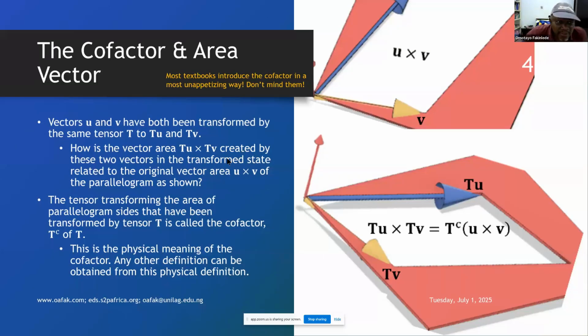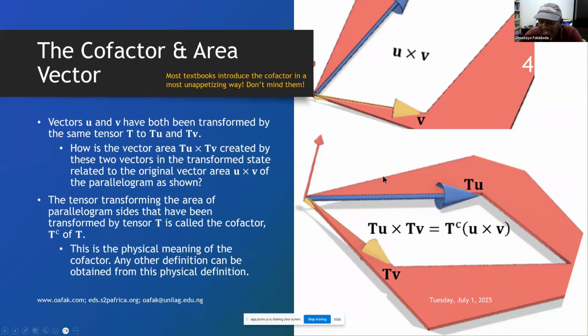So look at it this way. I want to introduce the cofactor this way. This is the original shape, undeformed. We are using straight lines because we are zooming, we have made it very, very small, so the straight line is still straight. We are magnifying it. So you have a vector u here, and you have a vector v.